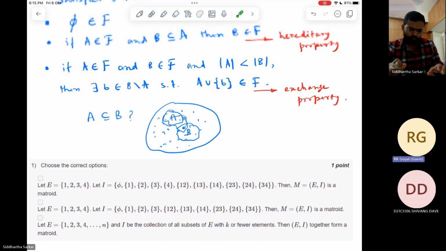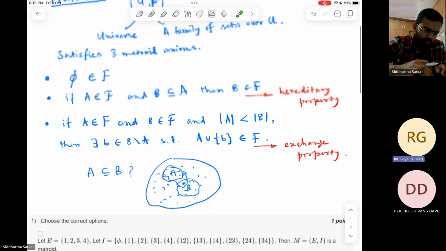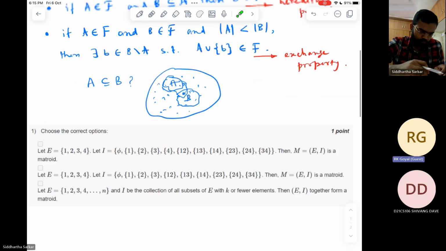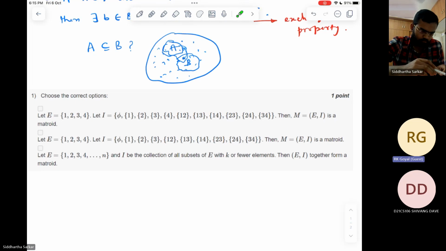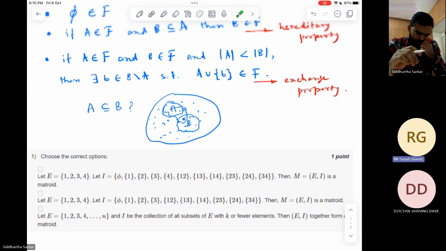Even though the heredity property is not visible to me, if you scroll it up a little bit, then yes. So B will also become part of the family. But then where is the set A here? And I can only say that phi is part of the family. How can I say that one is part of the family?